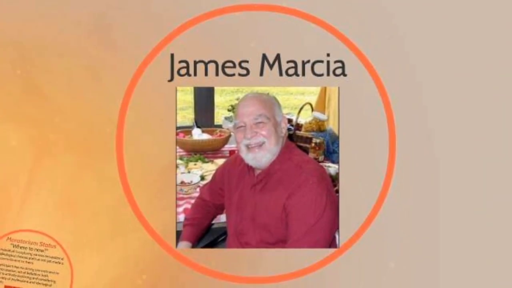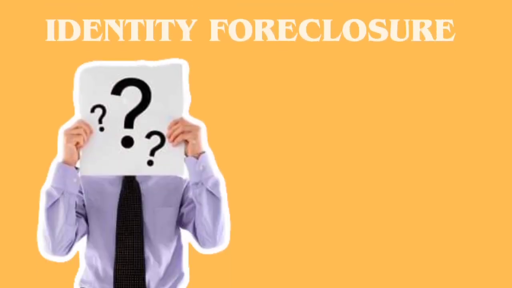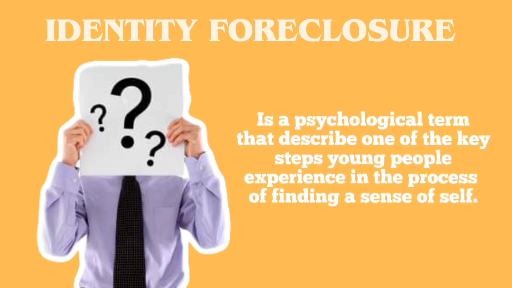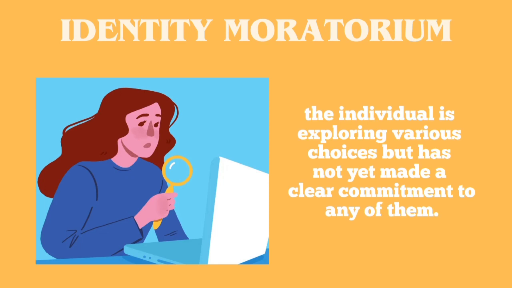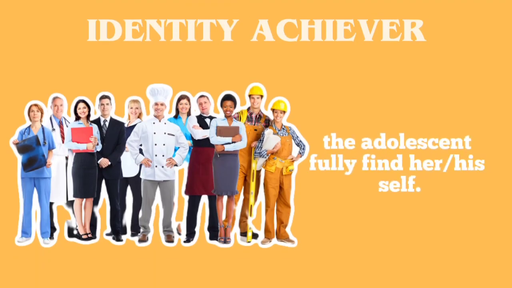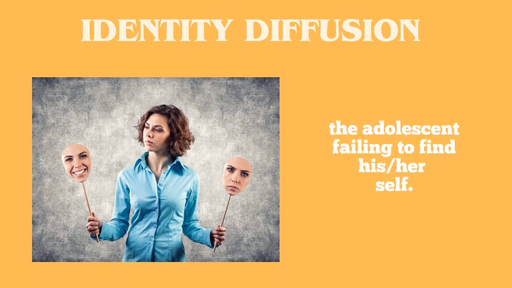According to James Marcia, there are 4 identity statuses in adolescence. Number 1 is identity foreclosure. Identity foreclosure is a psychological term that describes one of the key steps young people experience in the process of finding a sense of self. Number 2 is moratorium. In moratorium, the individual is exploring various choices but has not yet made a clear commitment to any of them. Number 3 is identity achievement. In identity achievement, the adolescent has fully found herself. Last, number 4 is identity diffusion. The adolescent fails to find herself.